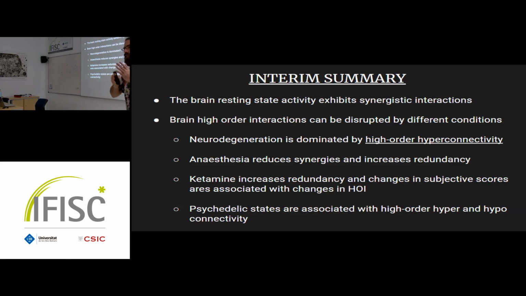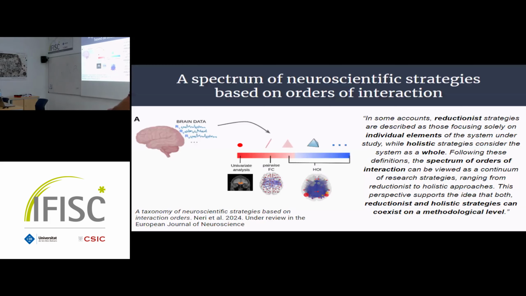So we can track also specific dimensions of the subjective experience with these high-order interactions. And finally, the psychedelic states are associated with high-order hyper and hypoconnectivity, compatible with the idea of a wide reconfiguration of the brain networks under these psychedelic drugs. Okay, so I will be able to go to the discussion a little bit.